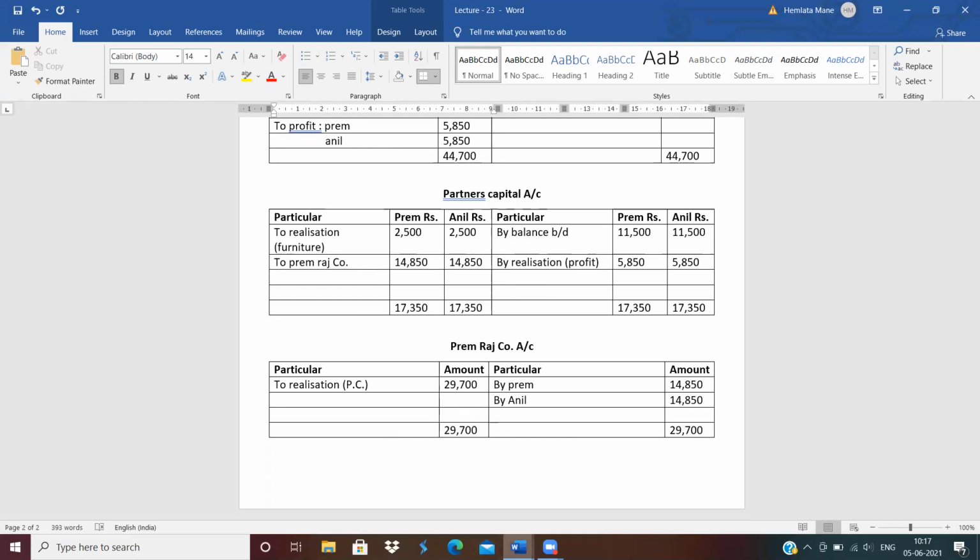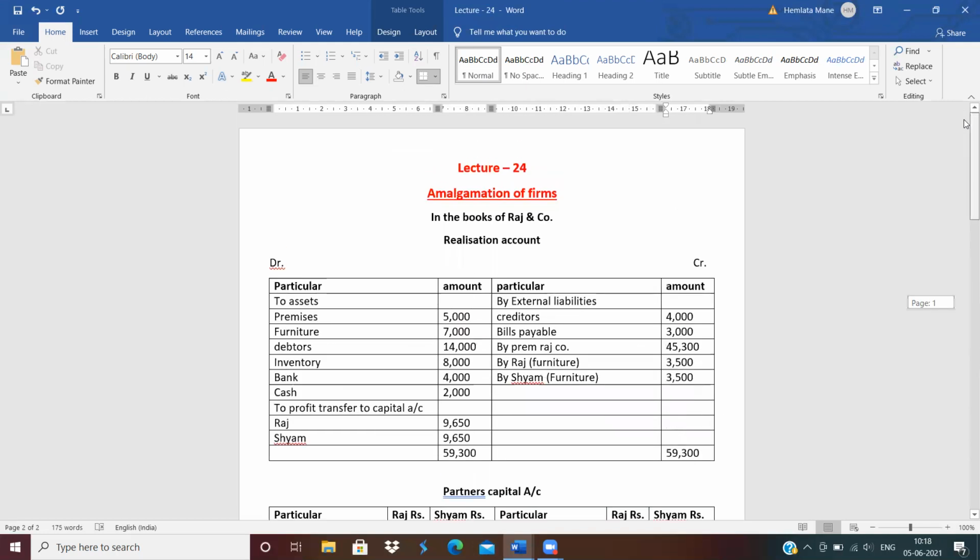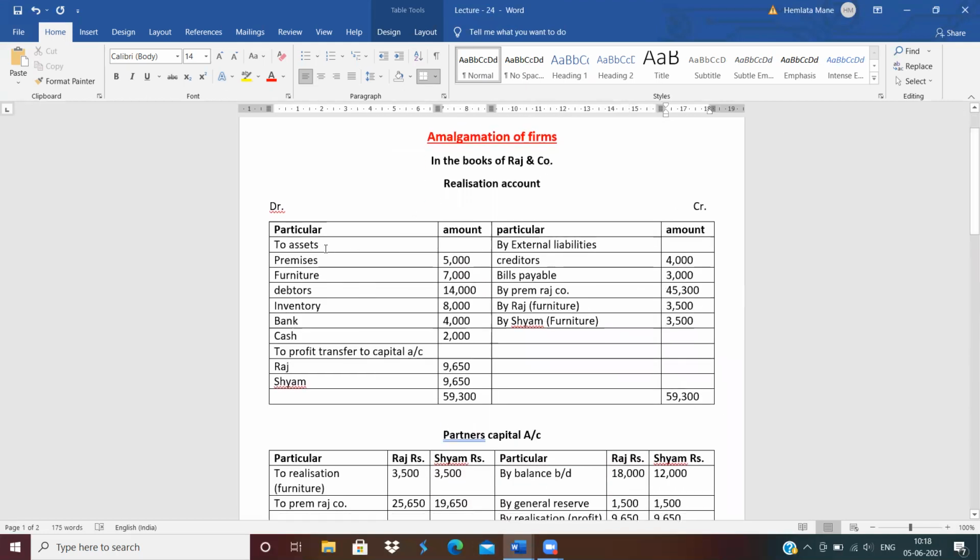Similarly, you have to solve the necessary accounts in the books of Raj company. So we prepare the realization account. First entry is asset transfer, as all of you know. Second entry is liability transfer. From where is this amount taken? This amount is taken from the old balance sheet. So first is asset transfer, second is liability transfer, third is purchase consideration.